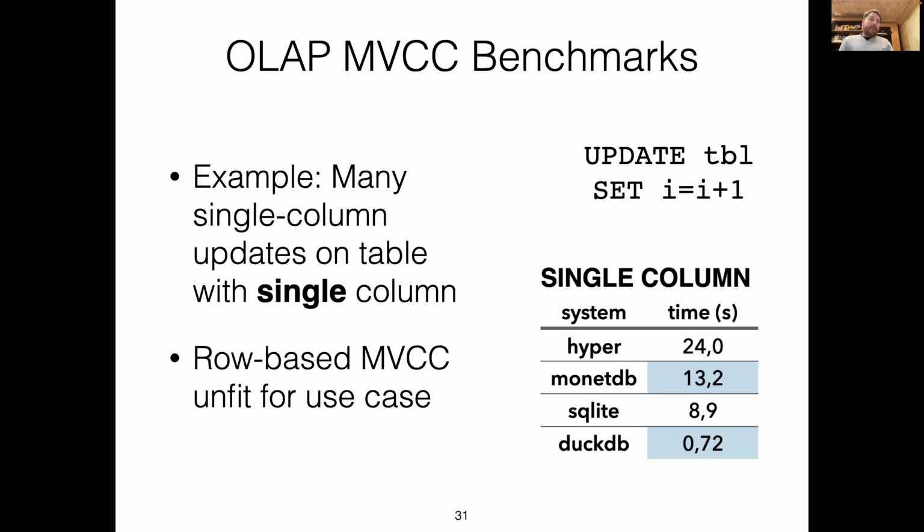And you can see here a small benchmark where you do many single column updates on a table with a single column, and you can see that for this very simple change, Hyper takes 24 seconds and DuckDB takes 0.7 seconds. And this is a huge difference, as you can probably see. And this has to do with the fact that we do the MVCC also on this bulk level, on a columnar level instead of a row level.